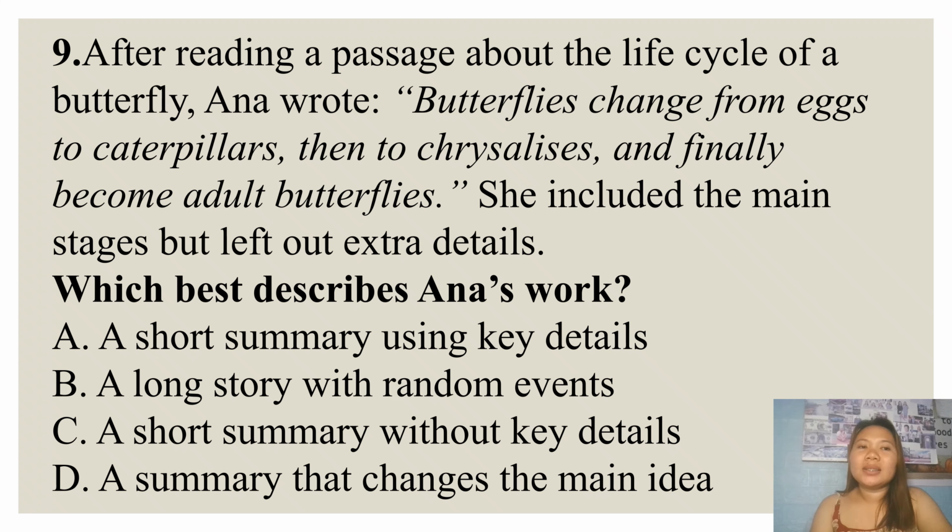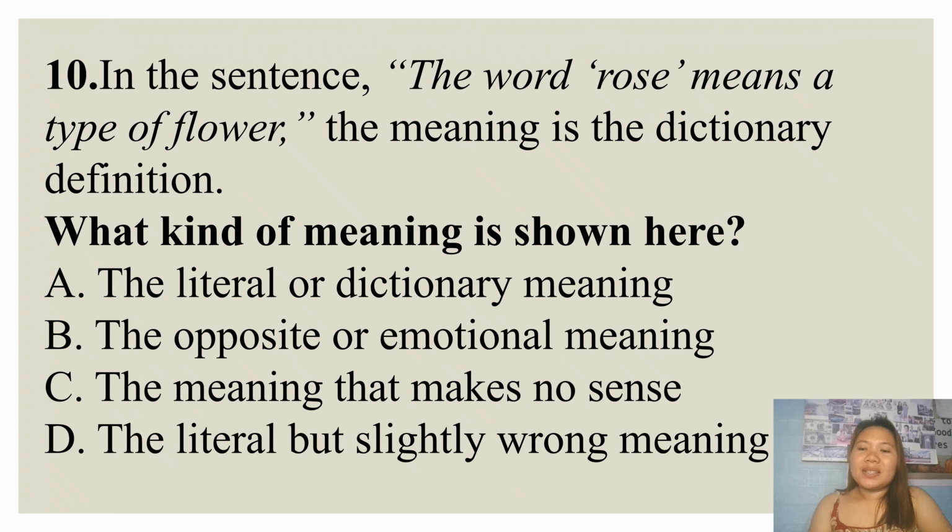3, 2, 1. Number 10. In the sentence, the word rose means a type of flower. The meaning is the dictionary definition. What kind of meaning is shown here? A. The literal or dictionary meaning. B. The opposite or emotional meaning. C. The meaning that makes no sense. D. The literal but slightly wrong meaning.